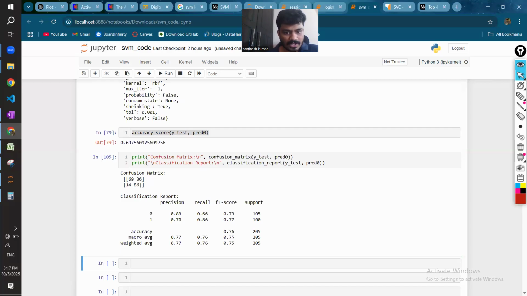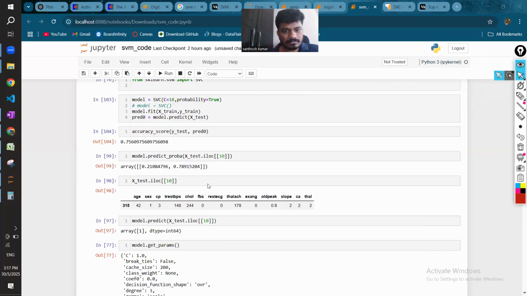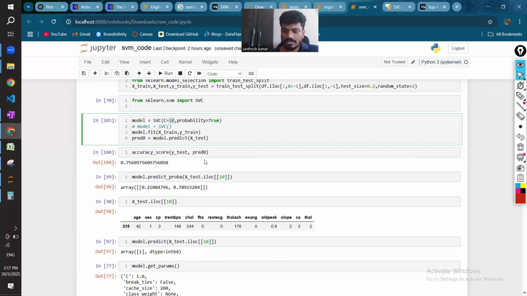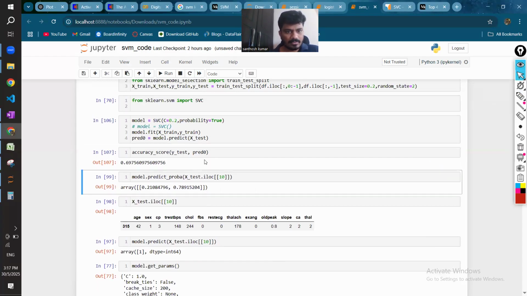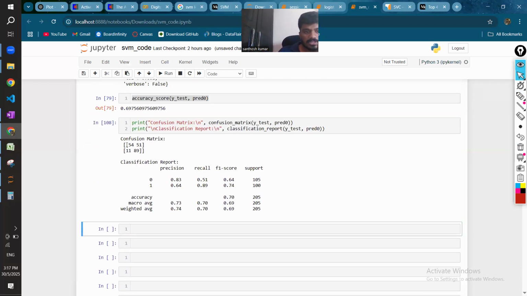If I run this, see, it is 0.76. Every parameter, whatever you are using here, is going to affect your final output. So that's why you should be careful and understand how it is impacting. Now if I'm decreasing this, the accuracy is changing, and here, if you see, the values are also changing.